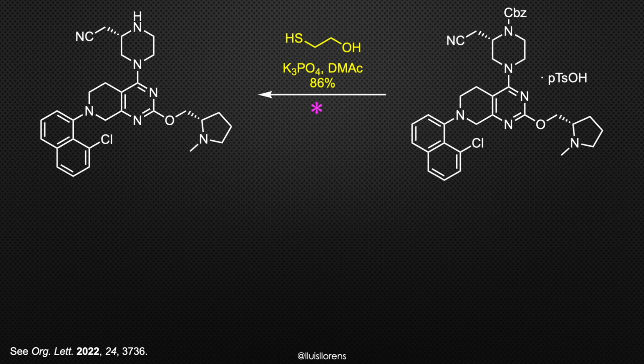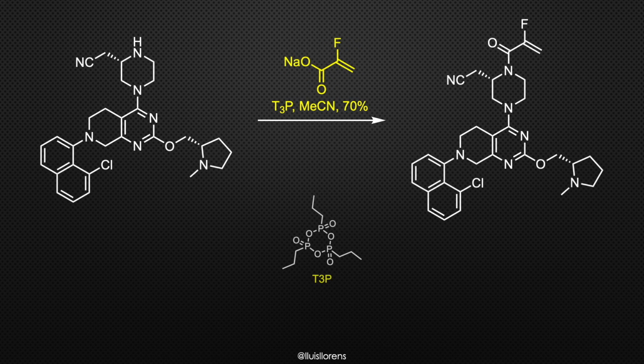The conditions employed cleanly release the benzyl group and carbon dioxide. The coproduct of the reaction, a thioether, easily purges, and the thiol precursor is surprisingly minimally odoriferous. Propanephosphonic acid anhydride, T3P-mediated coupling of the piperazine with sodium 2-fluoroacrylate completed the synthesis of Adagrasib.